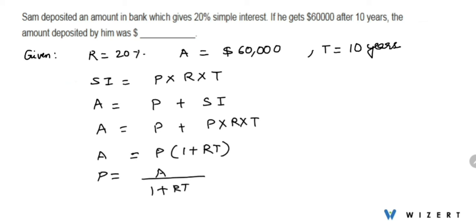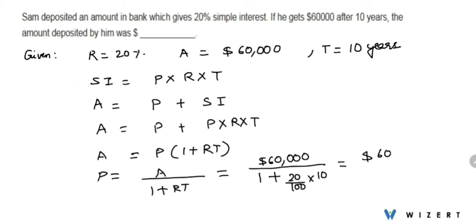Now let us substitute all the values because we already know them. So amount is $60,000. Now 1 plus rate of interest is 20% and the time is 10 years. So if we simplify it, we'll get 60,000 divided by 1 plus 2, which is 3. So finally the principal value will be equal to $20,000. So this is the principal value that we had to find out.